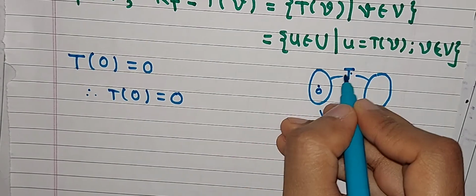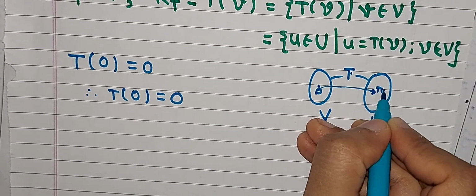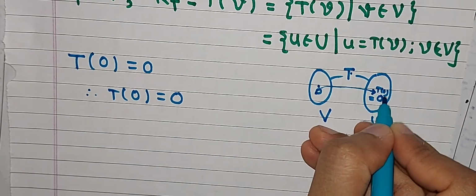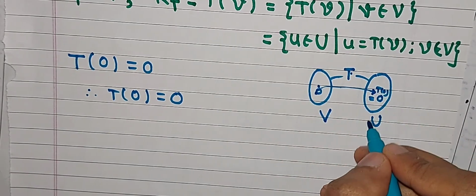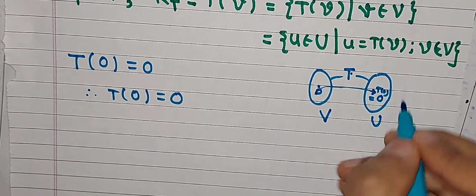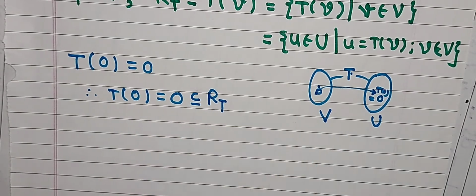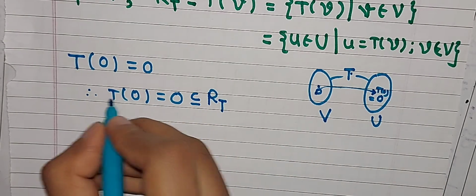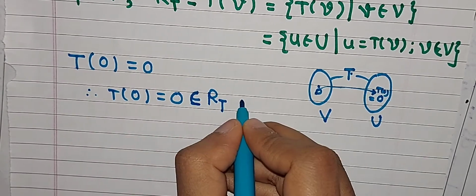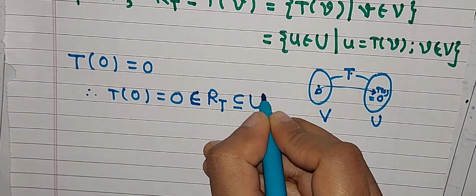If this is my 0 and we apply T on this 0, then its image will give us T(0), but T(0) is equal to how much? 0. So that means this is nothing but 0, and this is an image, and the image is a collection of the range set, that is the range of T. So this T(0) equal to 0 belongs to my range of T, which is of course a subset of the codomain.